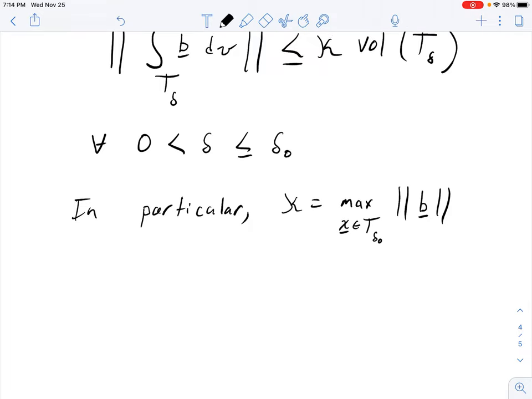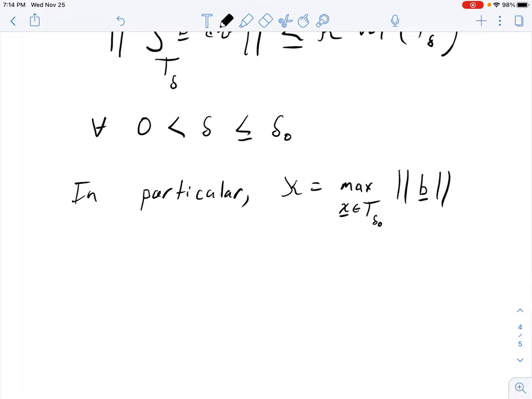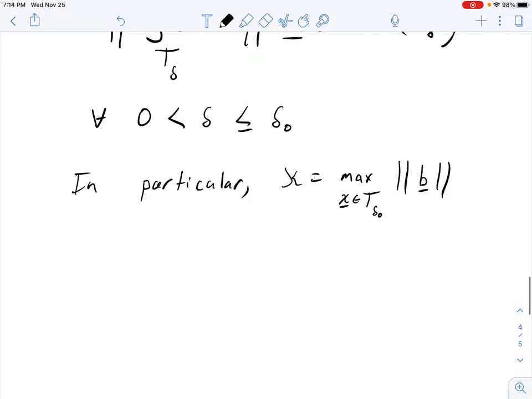All right. Well, then in light of linear momentum balance, we can take the magnitude of the whole thing. And so we have this.